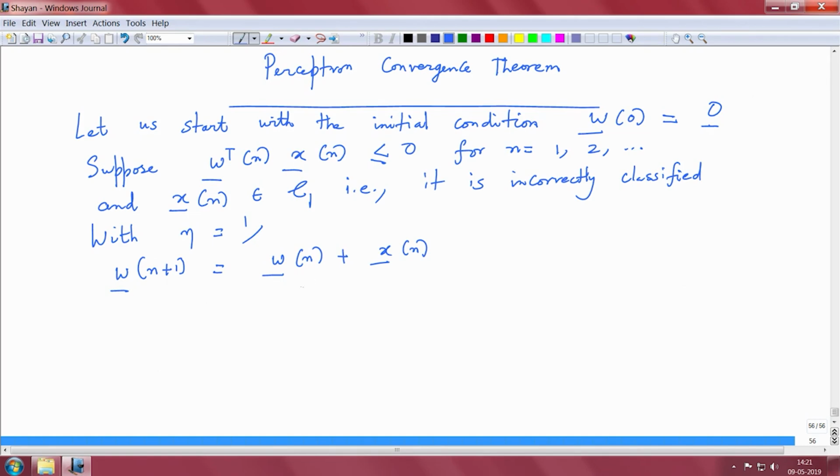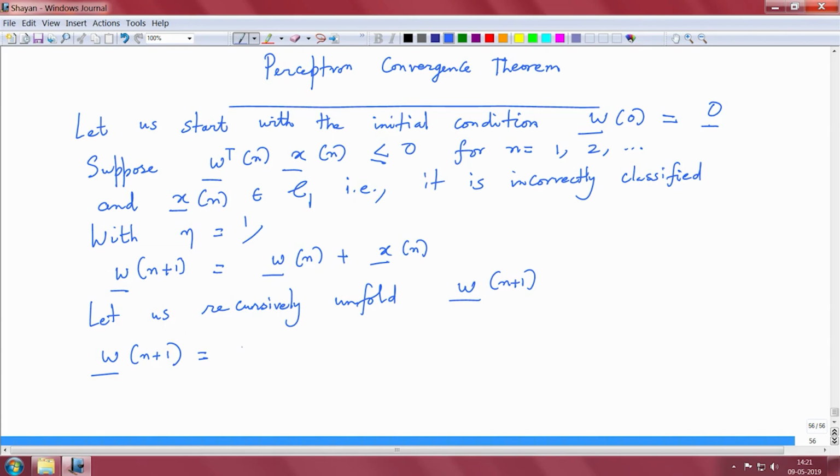Now, W n plus 1 is W n plus x n. This is the update. Now, let us recursively unfold this weight at time n plus 1. This is a simple recursion. If you do this, we have W n plus 1 is W n plus x n, then again expand W n is W n minus 1 plus x n minus 1, so on and so forth, right.